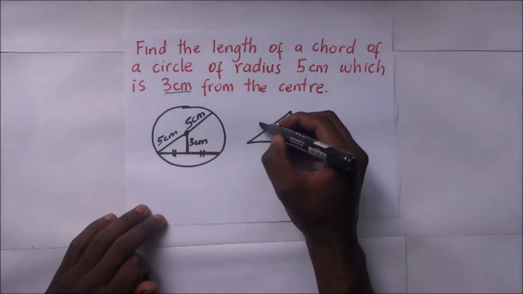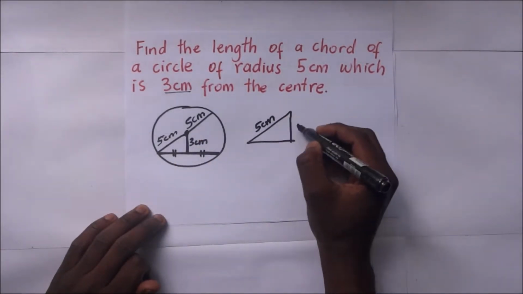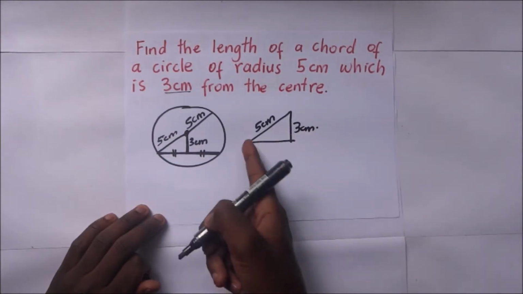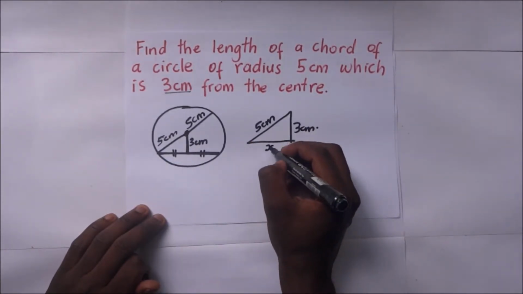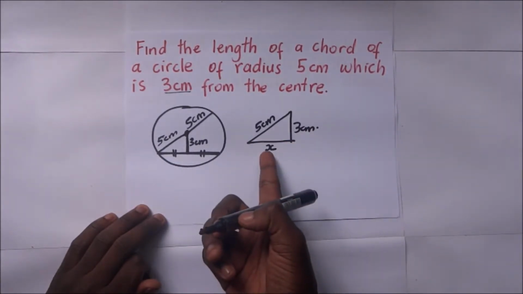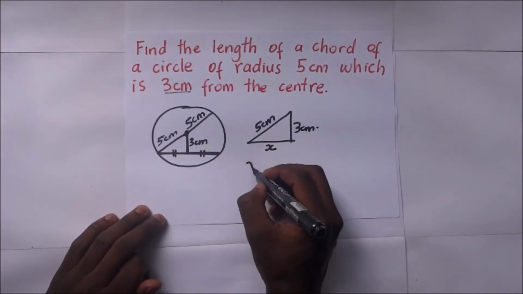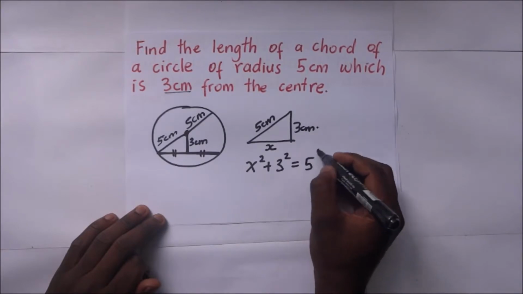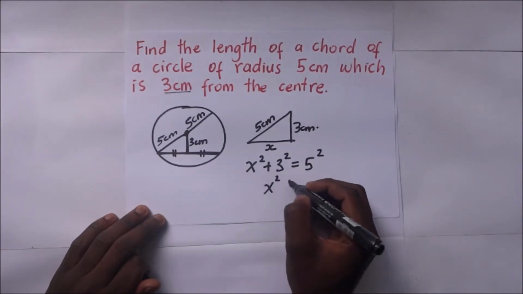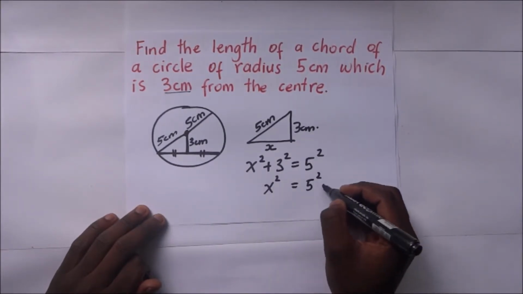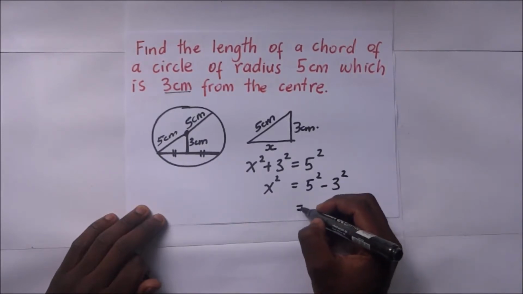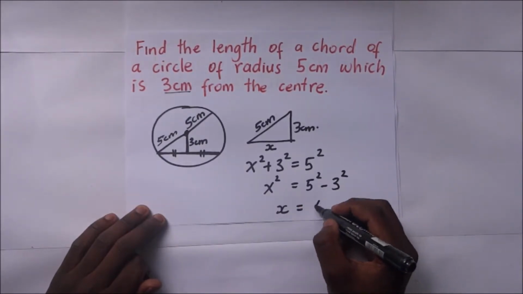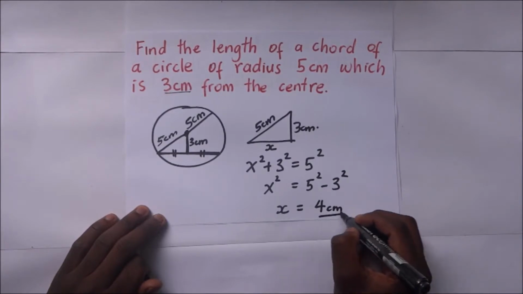So here we are having, this is 5 centimeters, this is 3 centimeters. For us to be able to get this length, let's call this length x. So we use Pythagoras theorem to get this length. x squared plus 3 squared is equal to 5 squared. So x squared is going to give you 5 squared minus 3 squared. We shall end up getting our value of x as 4 centimeters.